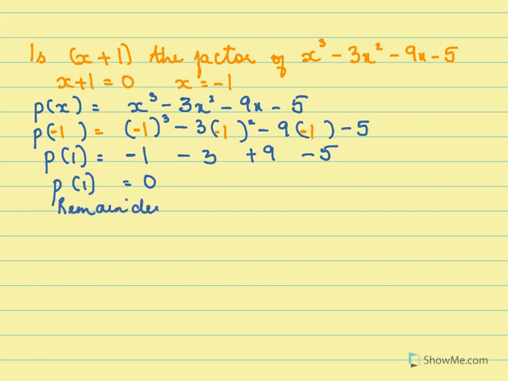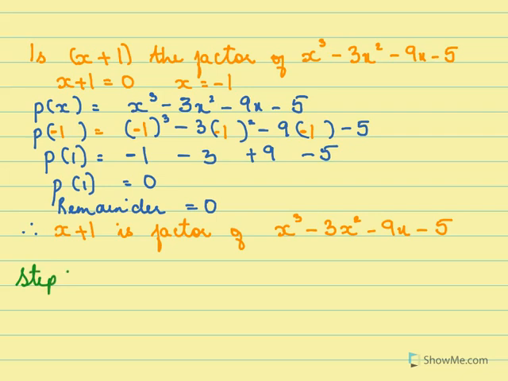The remainder is equal to 0. Therefore, x plus 1 is a factor of x cube minus 3x square minus 9x minus 5. Now that we know one factor, we need to find the other factor. That is my step 2, to find the other factor.